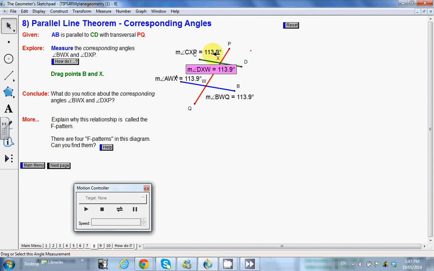Okay, but then again, this is showing my F pattern. Similarly, this angle here would equal this angle down here. So you have a bunch of F patterns that we could look at. Okay, next one.